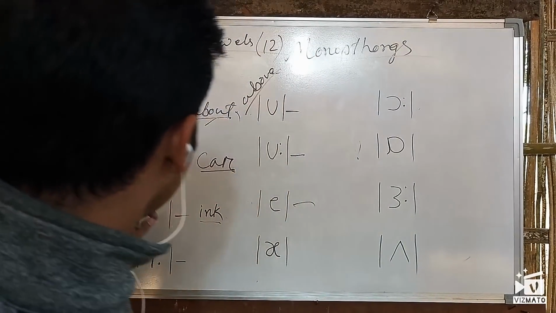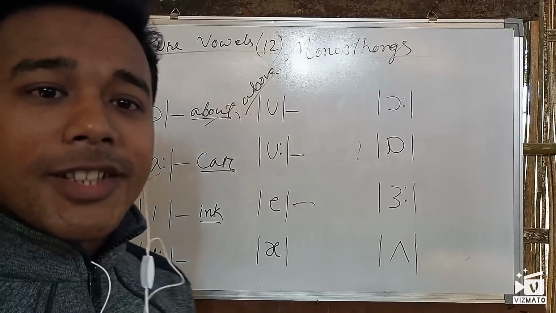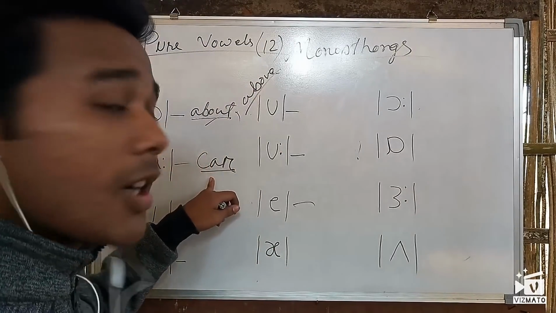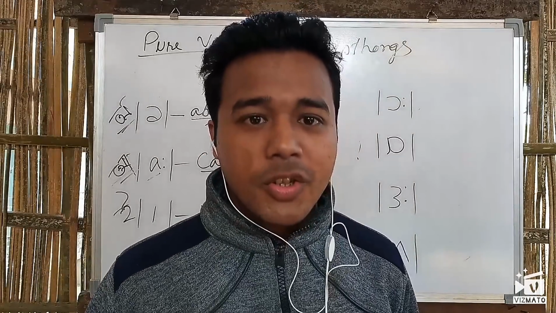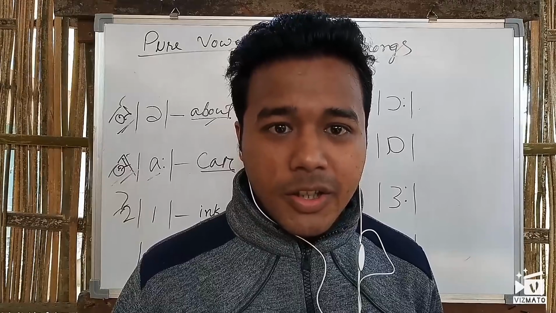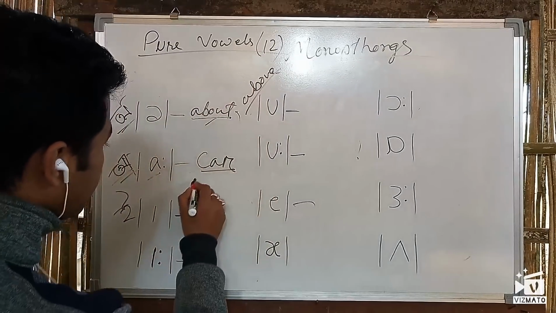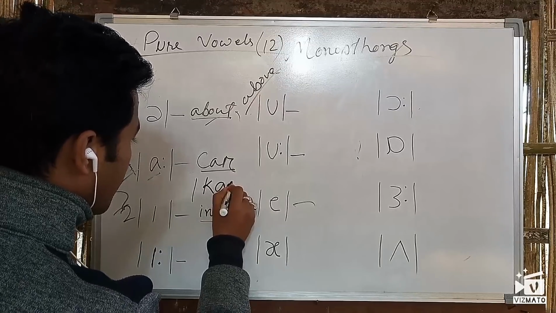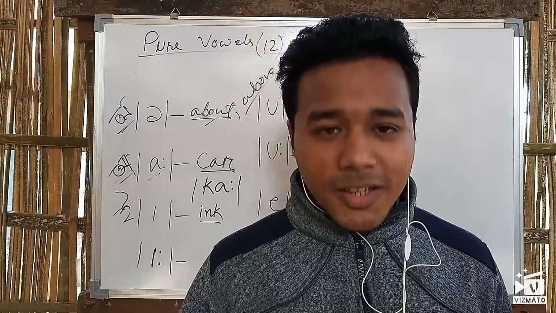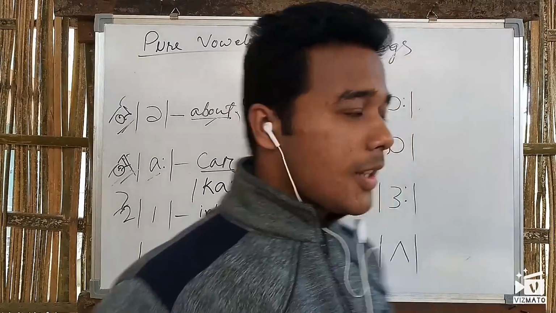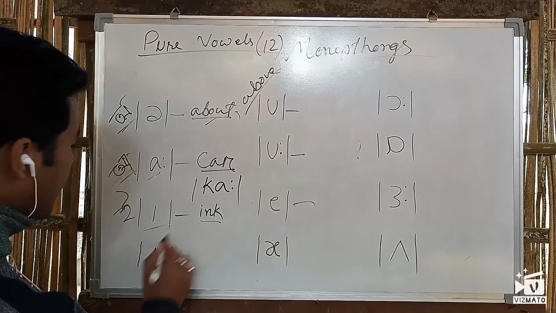Next we have a sound that could be found in the word like car, C-A-R, car. It's a nice car, it's not car, okay, car. It's a nice car, right? Car, awesome.